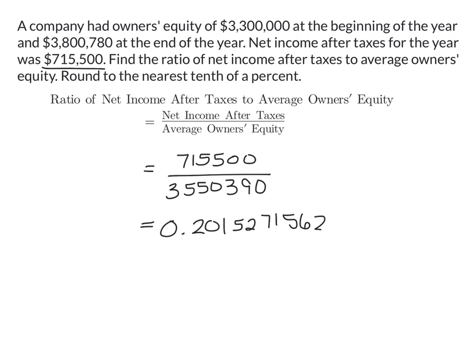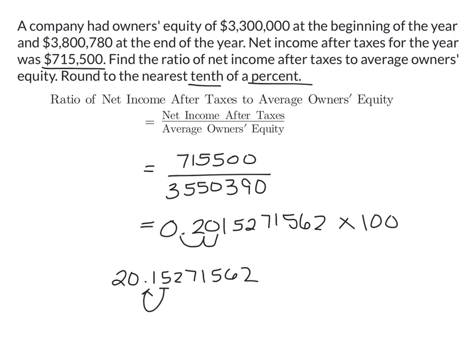And the problem tells us that we want to round to the nearest tenth of a percent. Since it's going to be a percent, we need to multiply this decimal by 100, which moves the decimal point 2 places to the right. So we have 20.15271562. And then we want to round to the nearest tenth, which is 1 decimal place. We look at the 5. Since 5 is a 5 or greater, we're going to round the 1 up to a 2. So our answer is 20.2%.